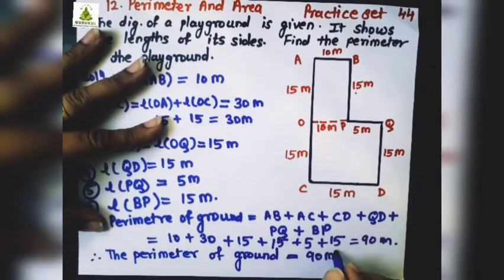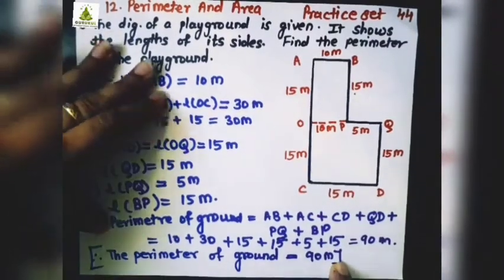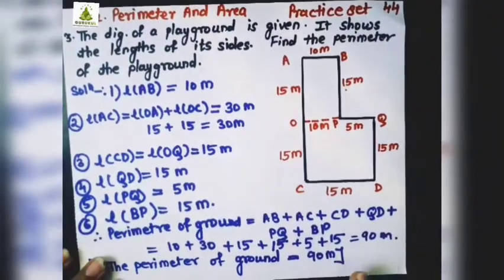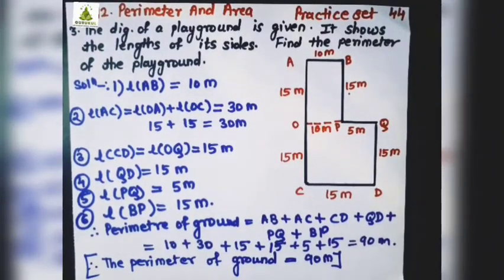meters. Okay, remember the unit for the perimeter should always be the same as given in the sum. If it is given in meters, then the perimeter will be in meters. If it is given in centimeters, then it will be in centimeters. So this is how we are supposed to solve the third example from practice set 44.